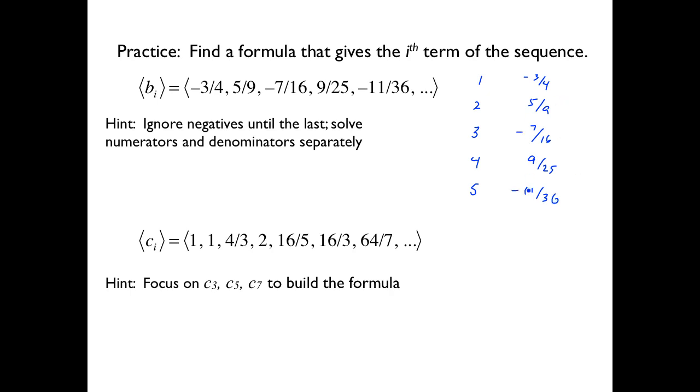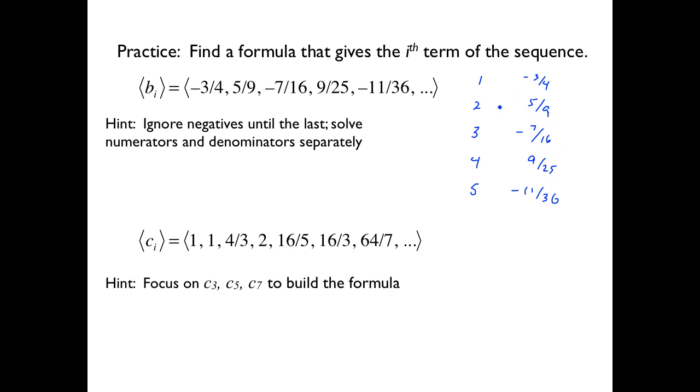Okay, so first hint here is don't worry about the negative. Take care of the alternating negative at the end. Okay, that's the first hint. And then second hint is work on the denominator and numerator separately. So hopefully you figured that out.